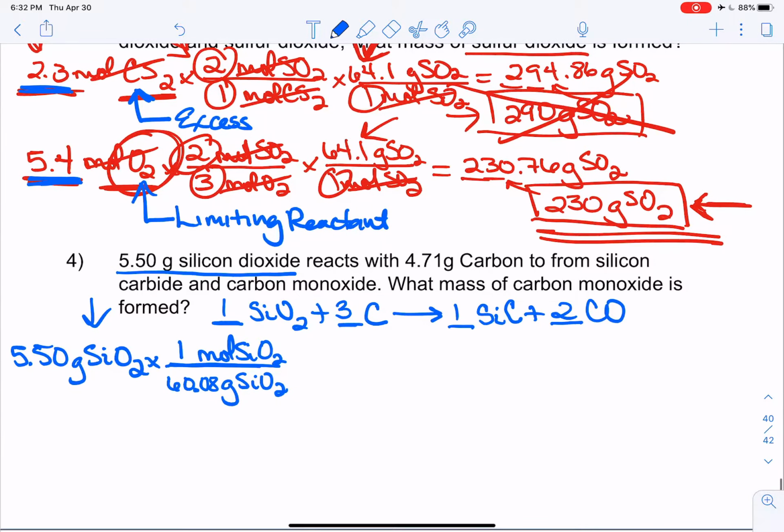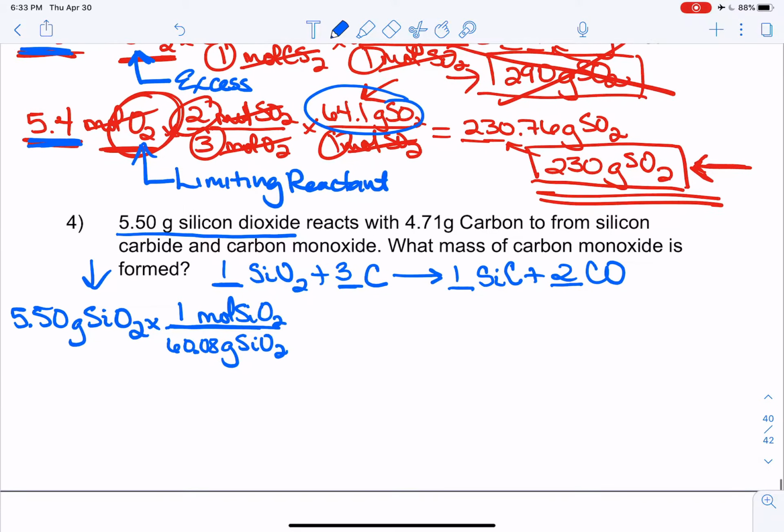Oh, okay. I was looking up here and I was like, why is this one 64.1? And that's because it's sulfur dioxide, not silicon dioxide. Okay, scared myself there. All right. So we're going to go ahead and cancel off the grams of silicon dioxide. And now we're in moles of silicon dioxide, so we can go to mole to mole ratio. So moles of silicon dioxide down here.